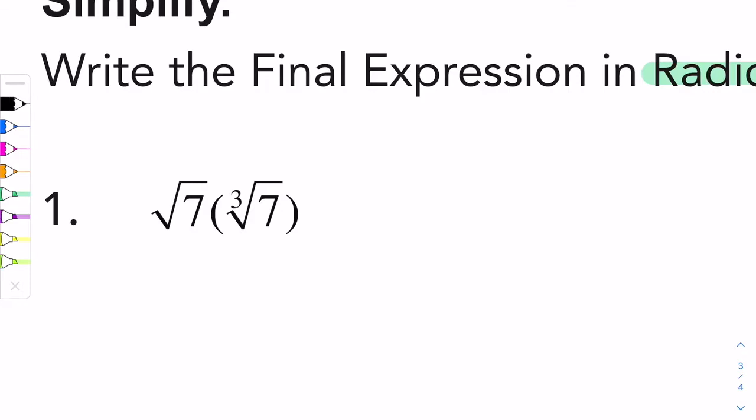So number 1 is something that previously I've said that you cannot multiply together because we don't have enough knowledge to do that. And what I'm talking about is because we have the square root of 7 multiplied by the cube root of 7. I'm just going to write this out like this. Okay, so we can't multiply these together because we have different indexes.